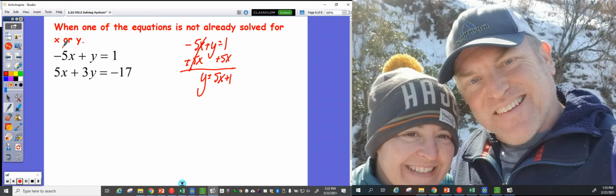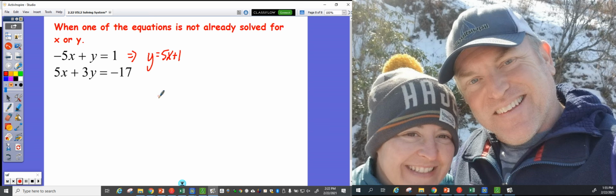I didn't do anything with it. I just changed it so that this was now y equals 5x plus 1. It's the same equation. I just moved things around. And then I have 5x plus 3y equals negative 17. And now I can start the substitution process where I take what this y equals, I plug it in over here, and I solve. Okay?